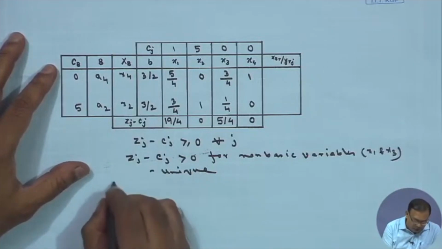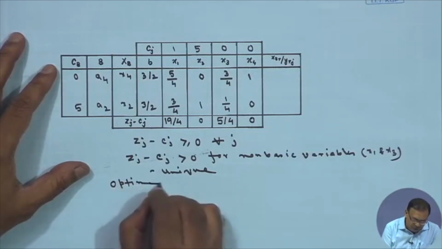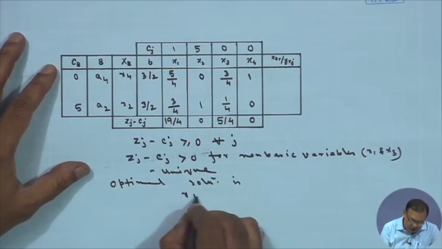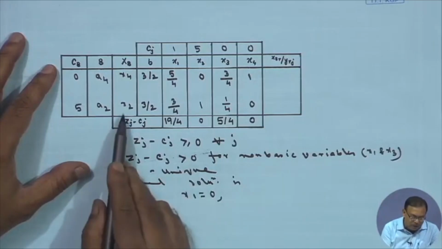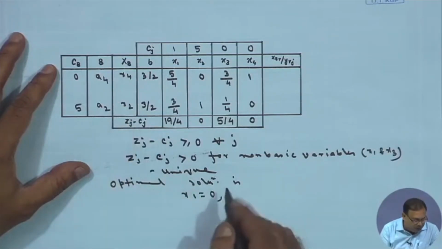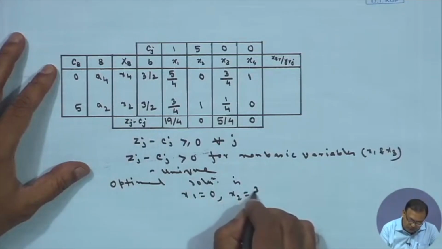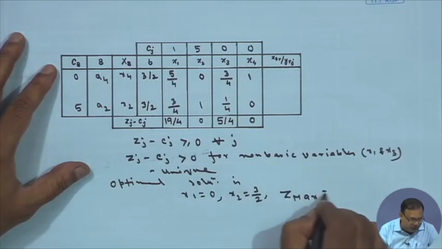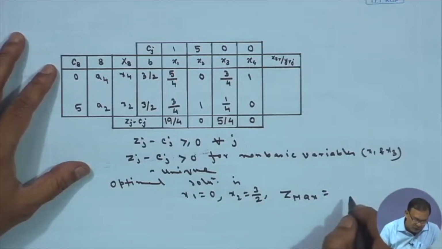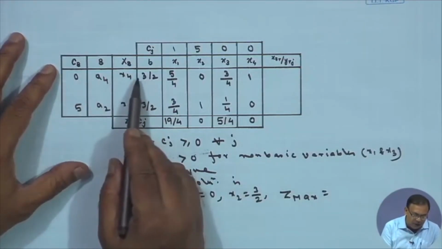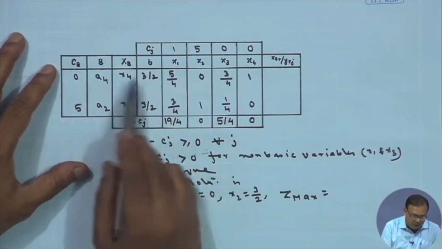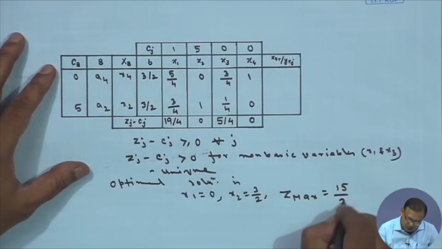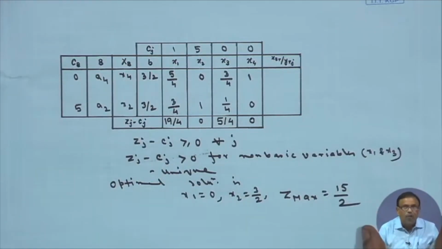Therefore, I can write down the optimal solution. Your optimal solution is: x1 is 0, since it is not present in the basis, and x2 equals 3 by 2. And your maximum value, z max, if you calculate, is Cb into b, basically this into this plus this into this. So, it will become 15 by 2. So, this will be the solution of the problem.